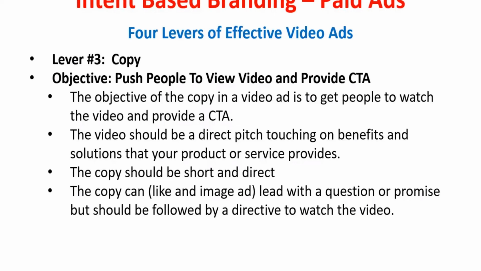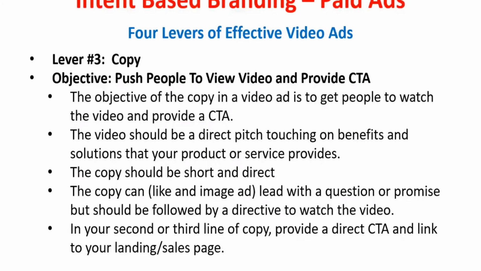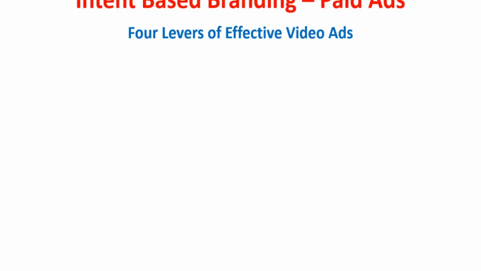And then right below "watch this video now," you would have "learn more" on a separate line, and you would have your link, your link that is clickable to either your sales page or landing page. All right, and again, that's in your second or third line of copy, provide a direct CTA linking to your landing or sales page. So that's it. And notice it's completely different than the image ads, but again, that's because images and videos serve two different purposes.